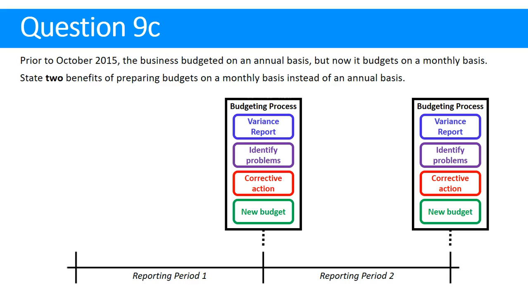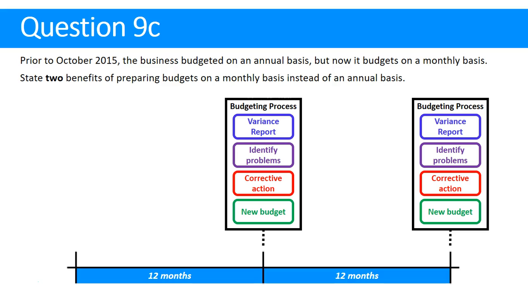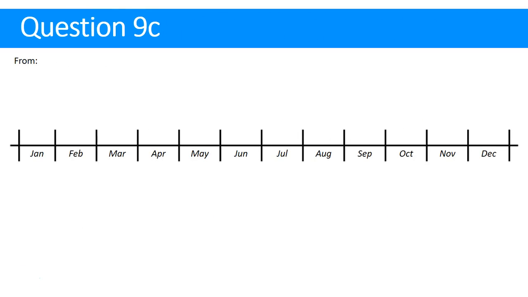So what this question's about is, well, how long should we make these reporting periods? We can go from 12 months to 12 months before we actually do the variance report, identify problems, take action, and so on. We can do 6 monthly. We could make it 3 monthly, or in this case, we're going to make it every month. So what we've gone from with this business is doing it once a year, waiting until the end of the year to go through those 4 steps.